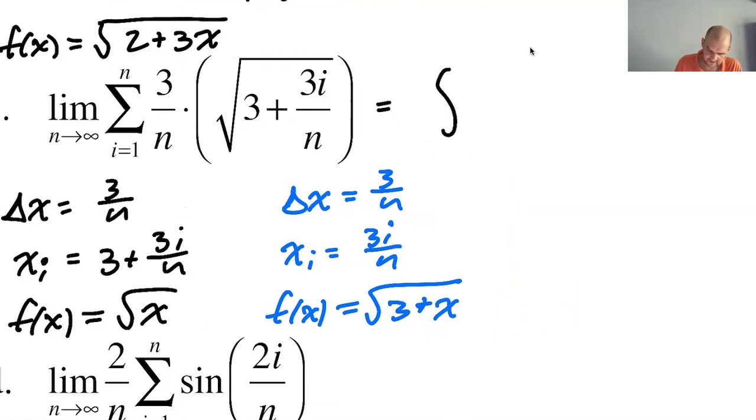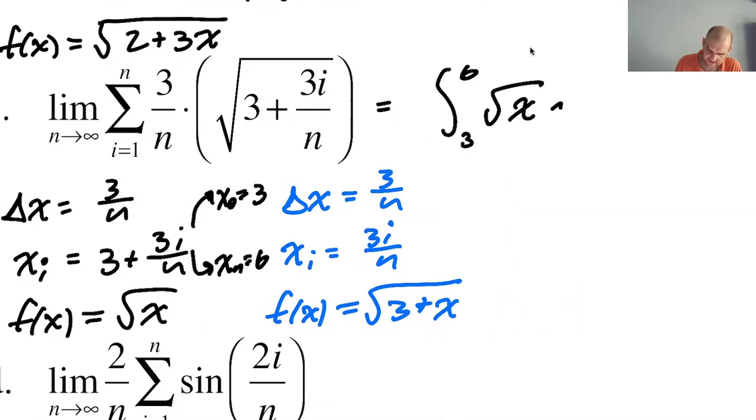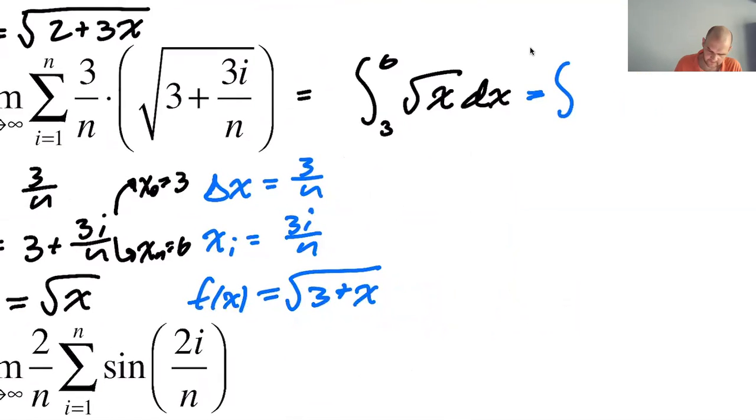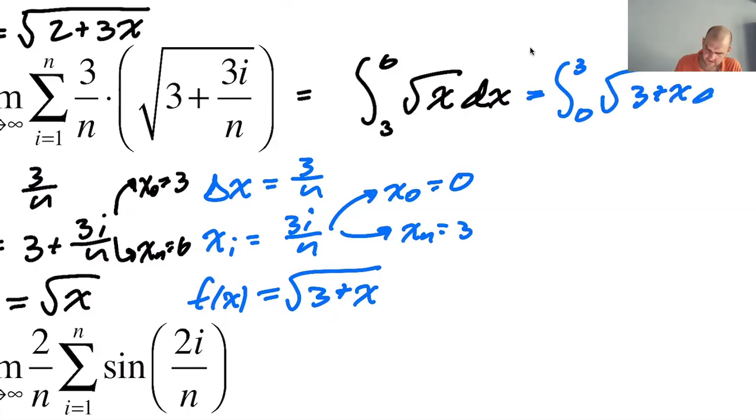So this would become the integral from, so we need x0. x0 is 3, xn is 6. So from 3 to 6 of the square root of x dx, or the integral from x0 is 0, xn is 3, 0 to 3, square root of 3 plus x dx.